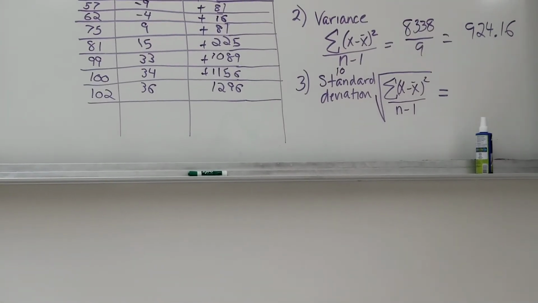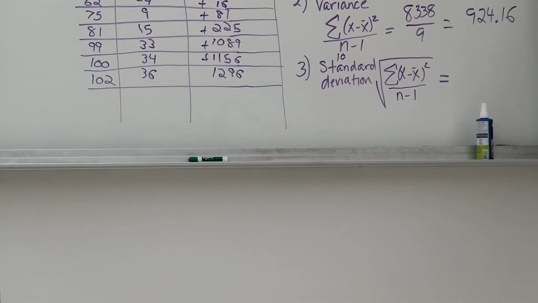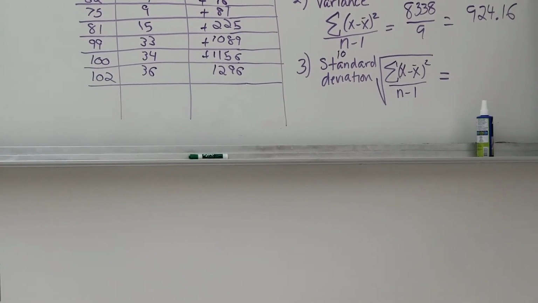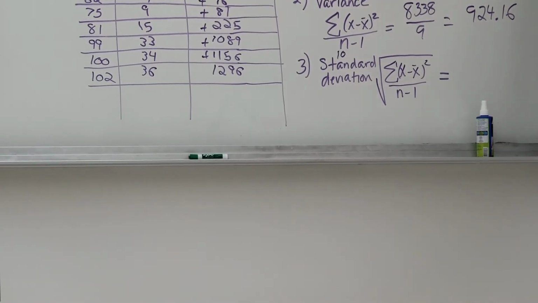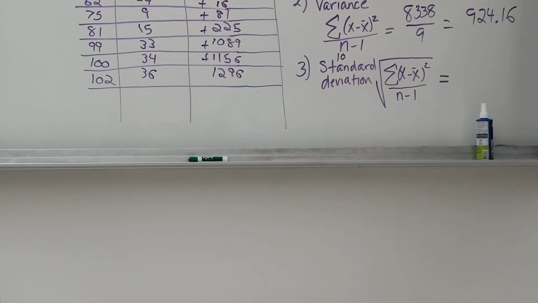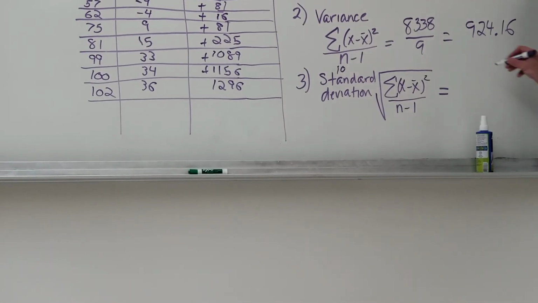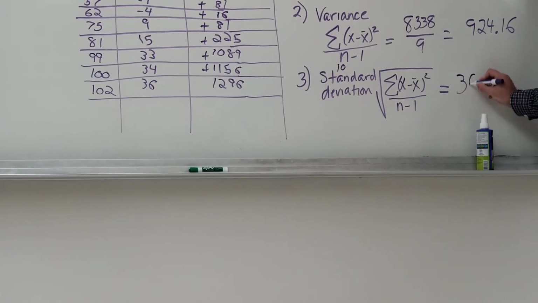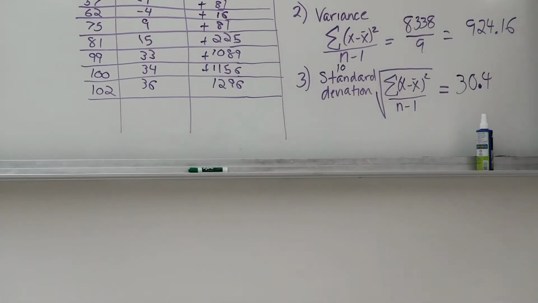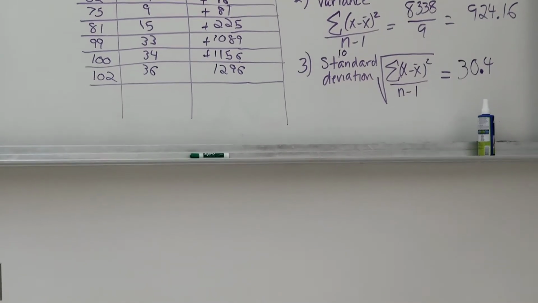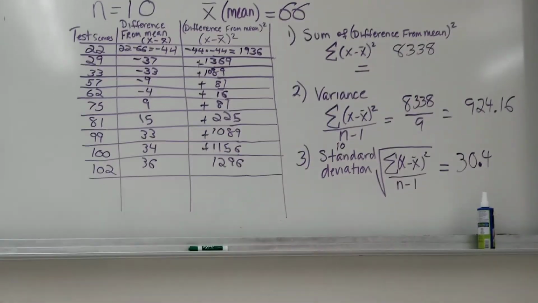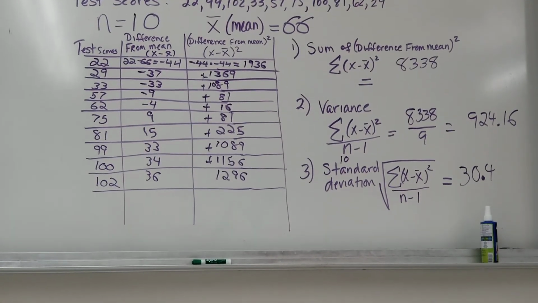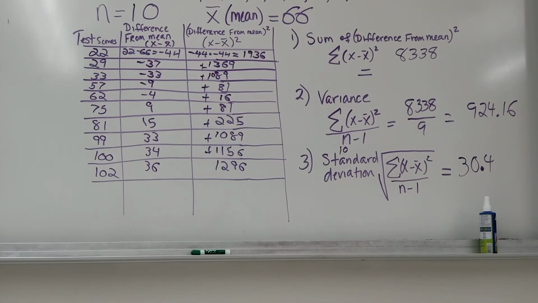Now your final step is to take the square root of that number. Take your calculator and press the square root button. If you're using a graphing calculator, you have to put the square root symbol in first. You take the square root of 924.16, which is 30.4. And that is your standard deviation. Now it's a process. You have the table, or you can make your own table. But if you follow each of these steps, then finding the standard deviation should be okay.